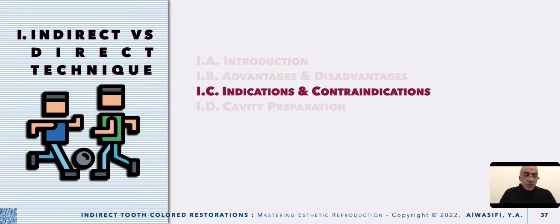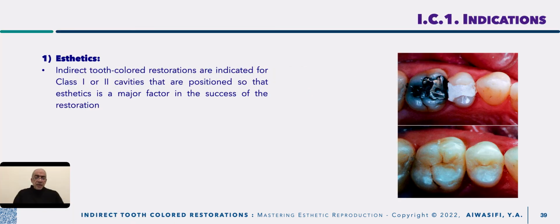Indications and contraindications. It is indicated mainly if you need to reproduce aesthetics of large posterior cavities, such as occlusomesial cavities, class 1 or class 2. The mesial surfaces of the first molar are now considered to be within the aesthetic zone, and you need to reproduce aesthetics and restore proper contact. It is better to replace the restoration, especially if you have extensively damaged cusps like these cases.